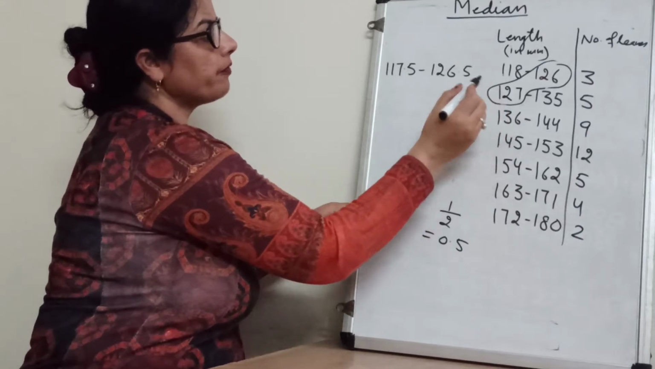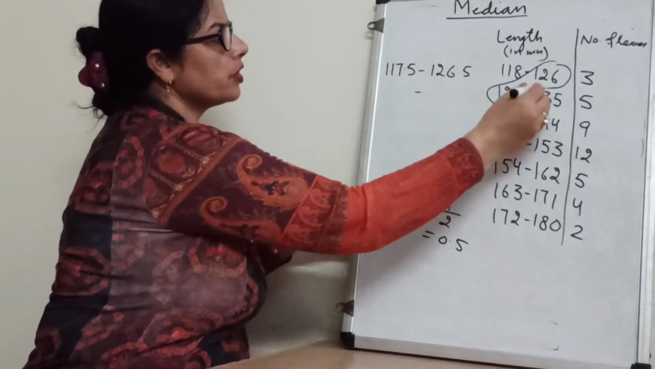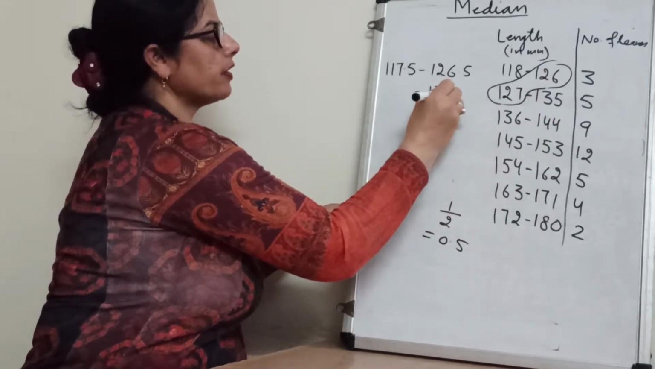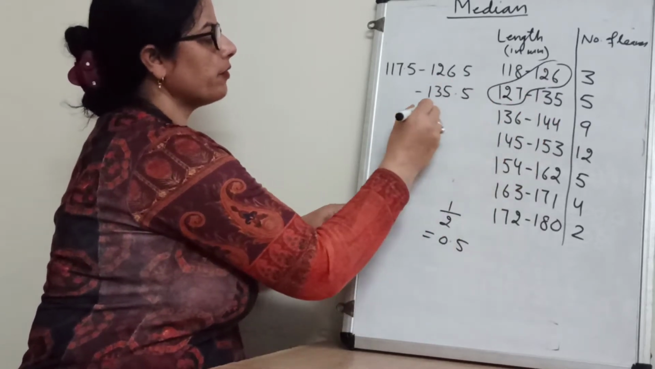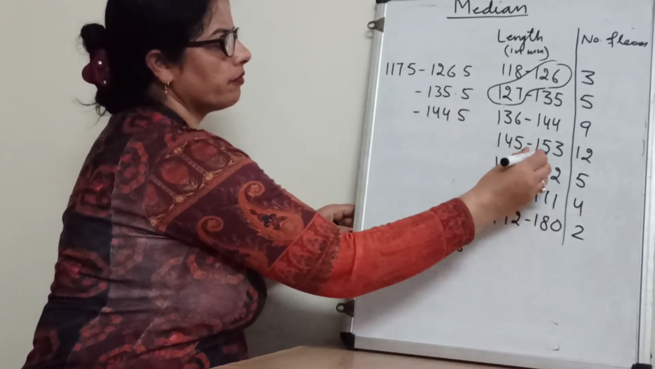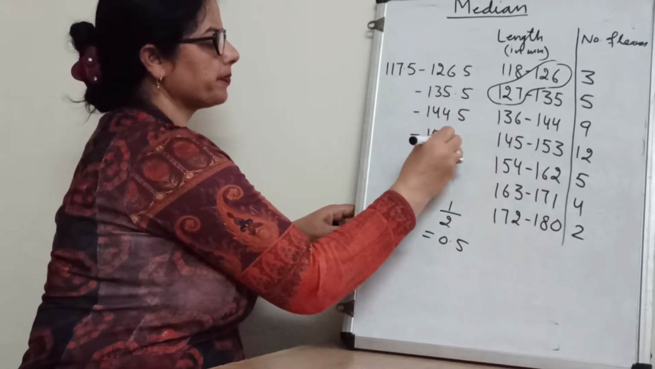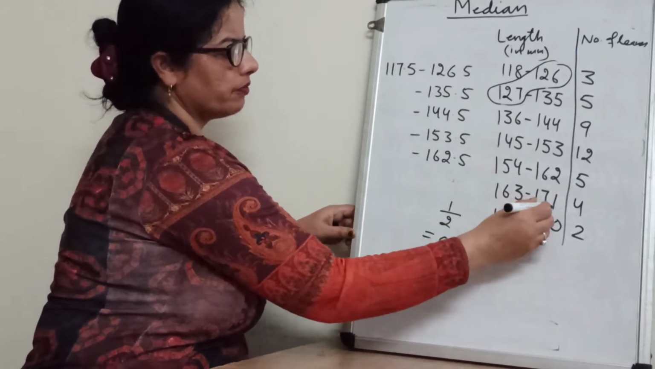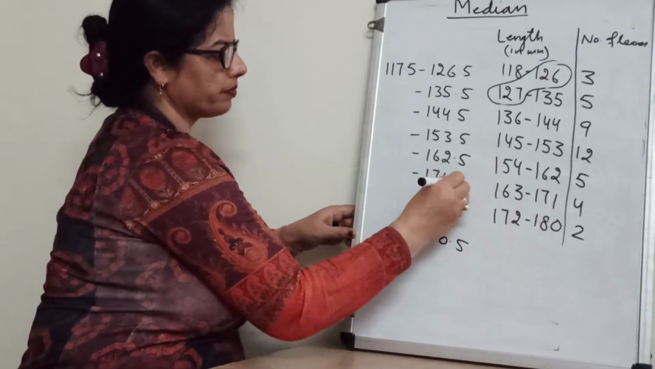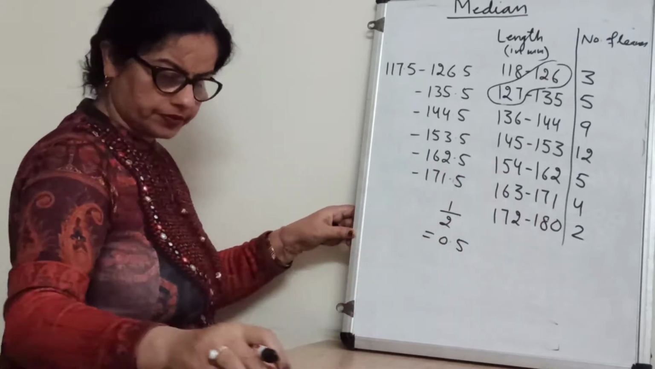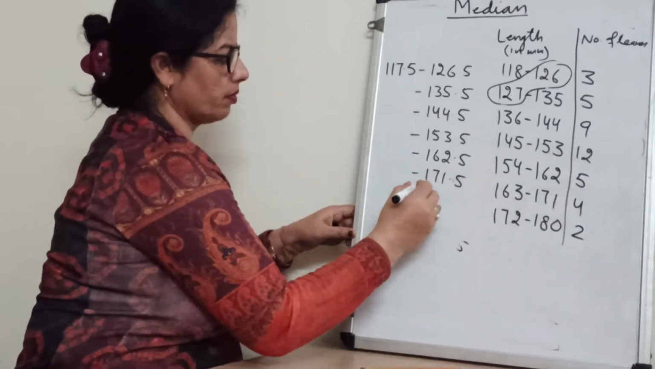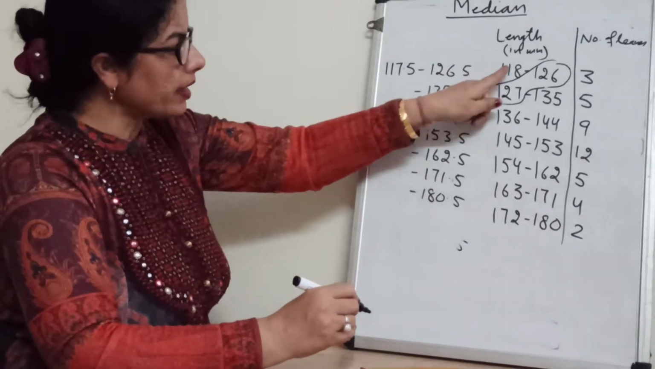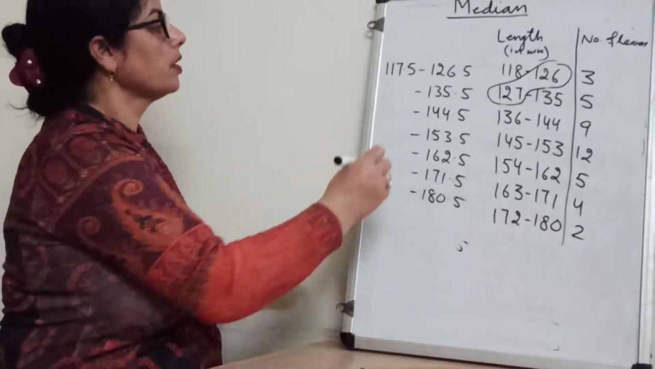Then subtract 0.5 here. With these limits we write 135.5, 144.5, 153.5, 162.5, 171.5, 180.5. So we have added 0.5 in the upper limits, and we have to subtract 0.5 from these.